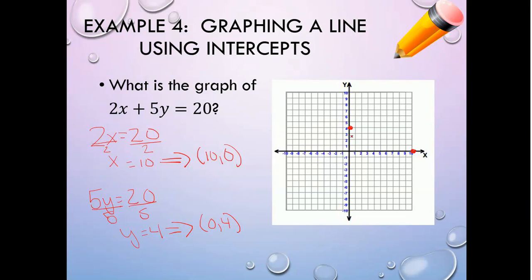I'm going down 4 over 10, so up 4 over 10 right there. So let me see if I can connect these. Not too bad. There we go. Make sure I put my arrows on the end. There we go. Connected my dots. Made a beautiful arrow there. Beautiful line.